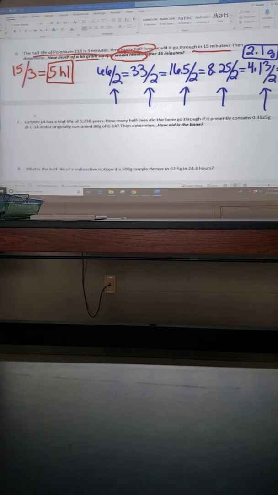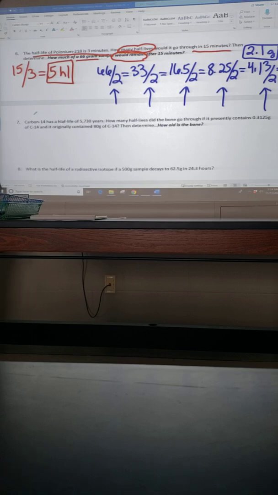All right, so carbon-14 has, typo, half-life of 5,730 years. How many half-lives did the bone go through if it presently contains 0.3125 grams of carbon-14 and it originally contained 80 grams of carbon-14? Then determine how old is the bone.